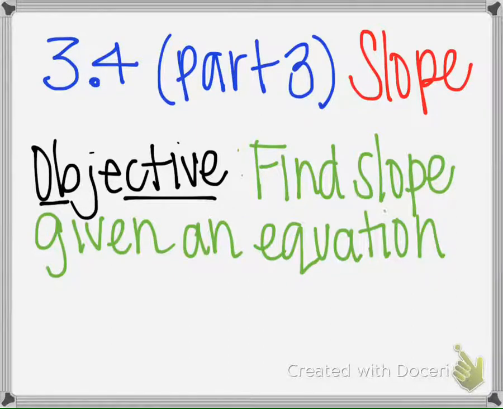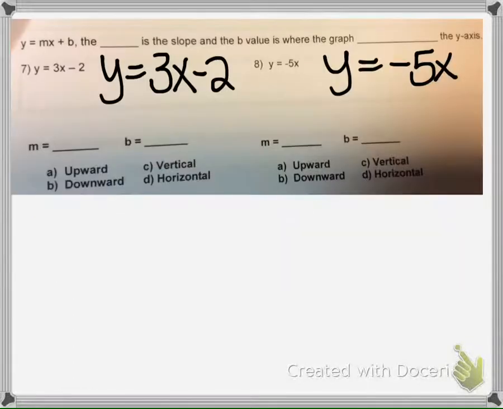This video will teach you how to find slope if you're given an equation. So we want our equation in what we call slope-intercept form, and that is y equals mx plus b. The reason why we want to isolate the y and have the y by itself in our equation is because the slope is the m value, and the b value in y equals mx plus b represents where the graph will cross the y-axis.